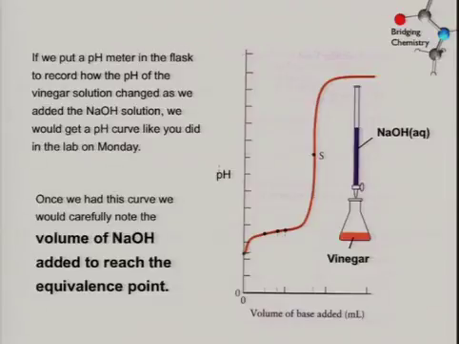Once we've got this curve, the key thing that we want to go looking for is the volume of sodium hydroxide that we had to add to get to the equivalence point. So we add hydroxide and the curve goes up, and then once we're done, we can go back and look at where point S is, halfway up the steep part, and see what volume of sodium hydroxide we had to add to get to the equivalence point.